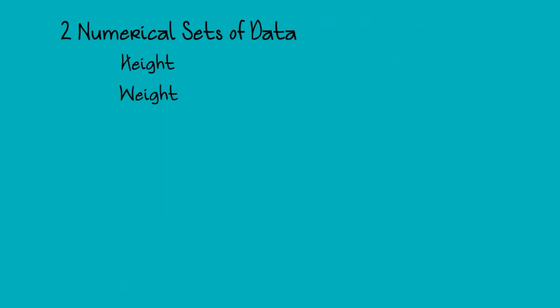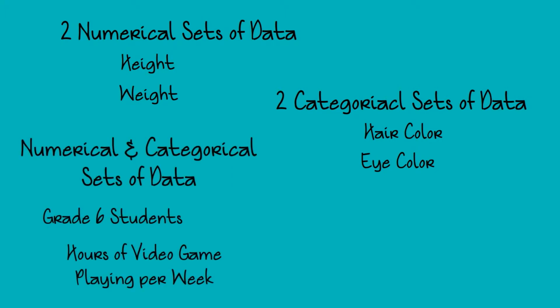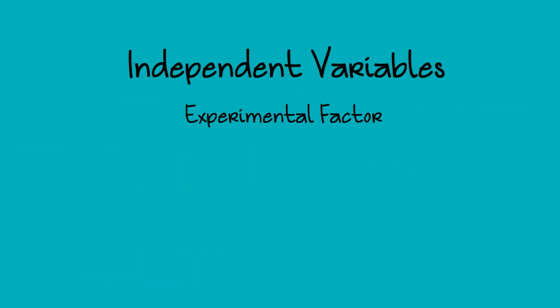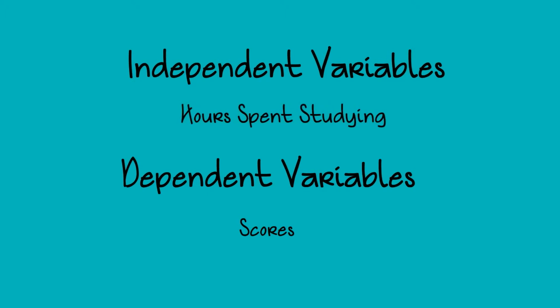Bivariate data may compare two numerical sets of data, two categorical sets of data, or both a numerical and a categorical set of data. When two sets of data have a relationship, one set will be independent and the other will be dependent. In the case of the scores and hours spent studying, the scores are dependent on the hours spent studying, so scores are dependent and hours studying are independent.